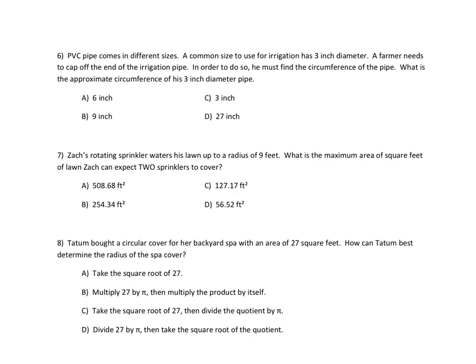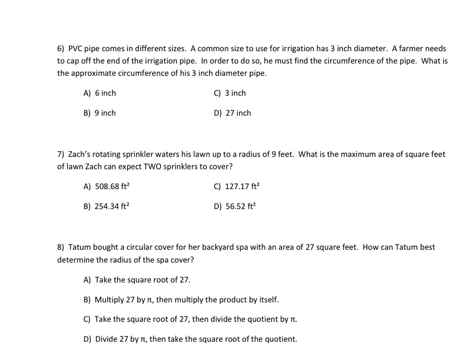Number 6. PVC pipe comes in different sizes. Okay, PVC pipe is that round white pipe. Okay, and so a common size to use for irrigation has a 3-inch diameter. So we're still talking about circles. A farmer needs to cap the end of the irrigation pipe. In order to do so, he must find the circumference of the pipe. What is the approximate circumference of his 3-inch diameter pipe? Okay, I'm going to draw a circle. I'm going to label the diameter. Okay, and then I'm going to say, okay, what formula do I need to find the circumference?